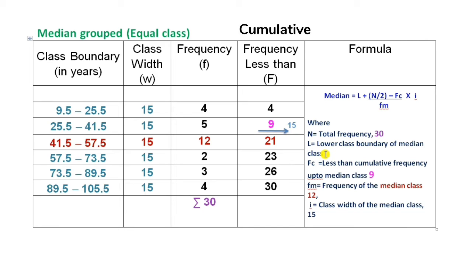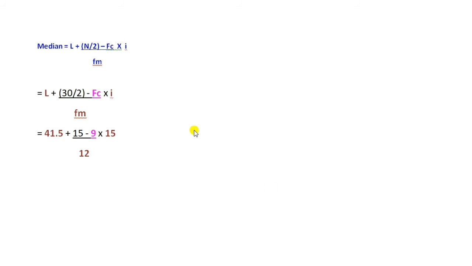The lower class boundary, which is 41.5, just look at the left side of the class boundary column in the highlighted line. 41.5 is the lower class boundary. And your class width corresponding to this class boundary is 15, which is your i. The frequency corresponding to this class boundary is 12 and the less than cumulative frequency value here is 21. So this is your median class.